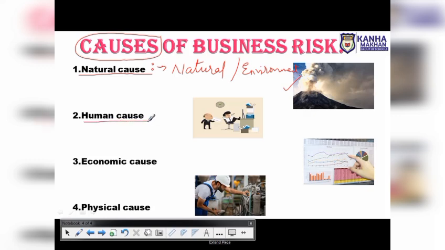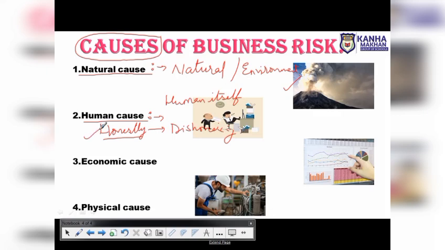Next one is human risk. Human risk or human cause means those risks or reasons which are actually generated by humans themselves. That is the example of your human risk. For example, the changing behavior of an individual. If someone is very loyal and very honest, sometimes his behavior changes. Being honest, now he becomes dishonest. Obviously, due to this, the businessman will bear loss. So this is an example of your human cause.